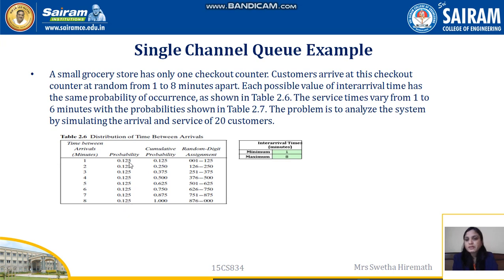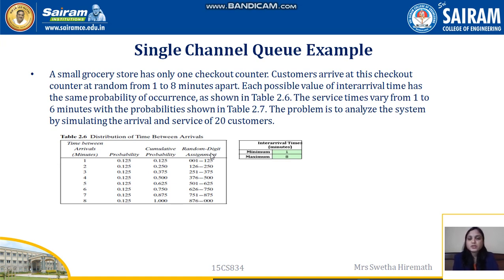So the cumulative probability will be the addition of consecutive probabilities. The first value will be the same, 0.125. The second one will be the first one plus the second, so you'll get 0.250, and the third value is 0.375. It is the addition of the three probabilities. Similarly it continues, and we can cross verify that at last if we get 1.000, then we can tell that our answer, whatever method we are following, is correct.